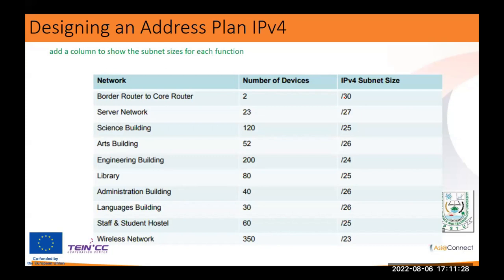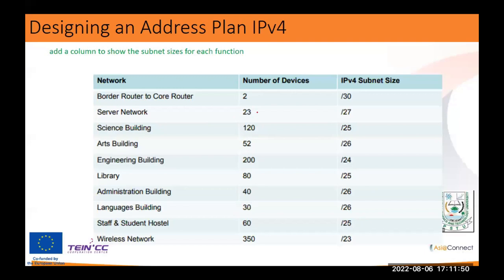2^2 minus 2, because one address will be the network address and another will be the broadcast address. So that's why we can use /30. Is it clear or not? Do you have any confusion? Is there any confusion? So in this way, server network, 23.